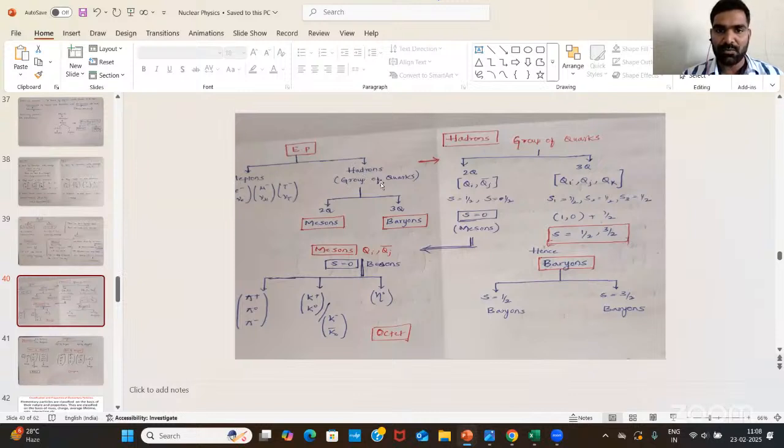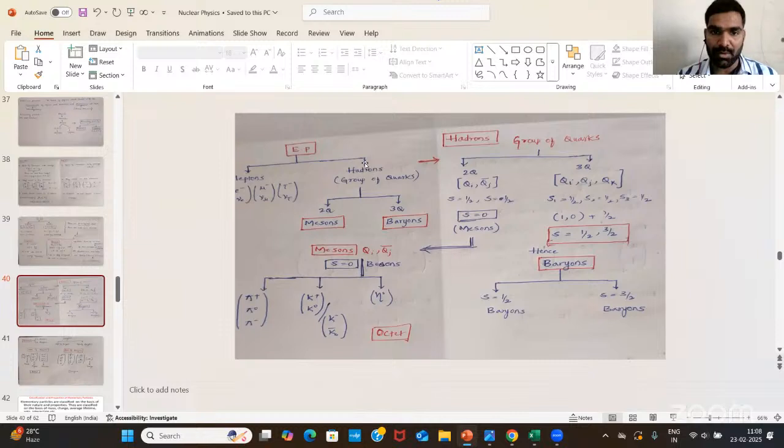Hadrons are groups of quarks. So these occur as two quarks or three quarks. Two quarks, 2q, are the mesons and 3q are the baryons. Please remember that hadrons are a group of quarks. Quarks occur only as bound particles. They are bound to each other, whereas the electrons or leptons are free particles and can be easily separated.